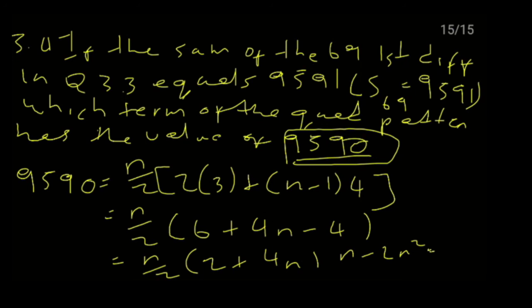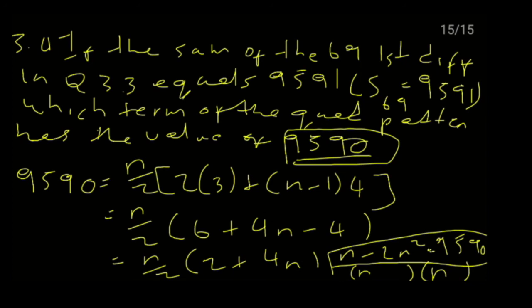Equals 9,590, and then you can simply find the terms for n. So this is a big number, so after doing this, find the terms for n, and that will give you the number of terms in that equation.